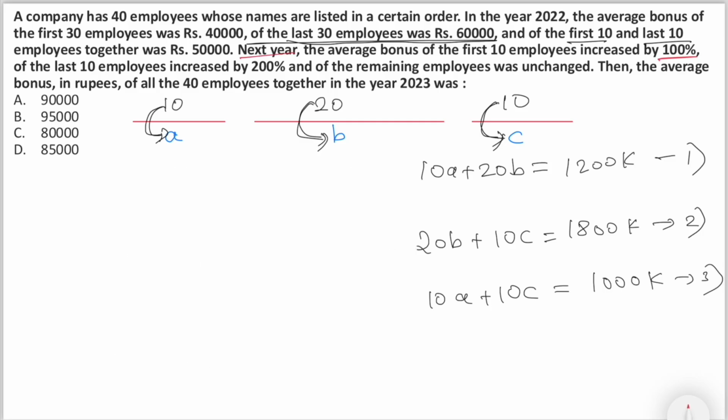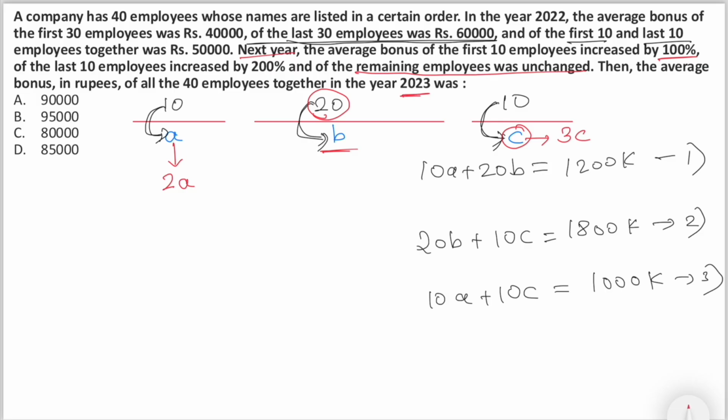Now, next year, the average bonus of the first 10 employees increased by 100%. So this A is becoming double, 2A. And the average of the last 10 employees increased by 200%. The average was C, and it is increasing by 2C. That is why the new average will be C plus 2C, 3C. And the average bonus of the remaining employees was unchanged, so for the 20 people in between, the average was still B. They're asking you what is the average of all the employees in the new year.